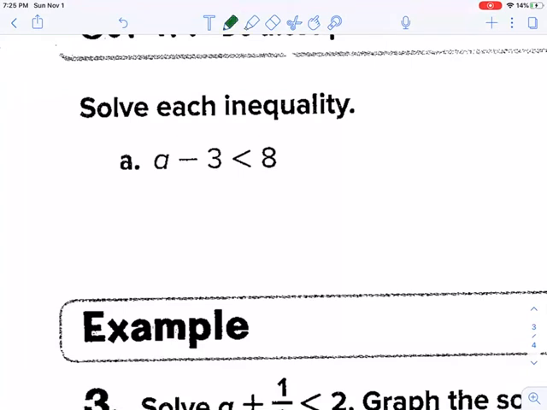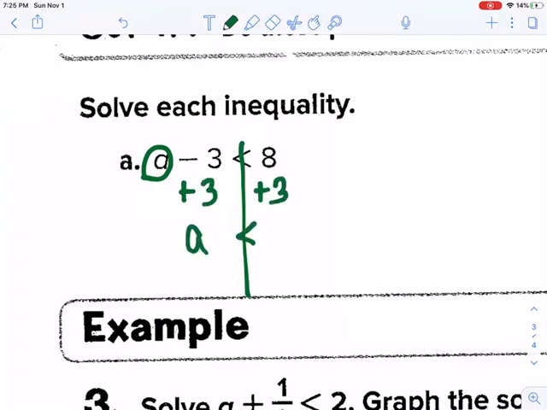So in letter A on the next page, it does say solve each inequality. We're also going to check them. You can still draw your line down. We are still solving for A, so you want to add 3 on both sides. So now A is less than 11.